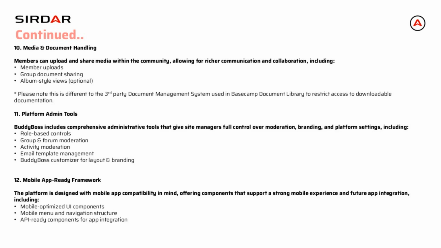Feature 12 is the Mobile App Ready framework. BuddyBoss is designed with mobile compatibility in mind, which means many of its components are already structured to work inside a mobile app if Basecamp ever chooses to build one. The platform includes mobile-optimized interface elements, a responsive navigation system, and API-ready components that make future app development much easier. Even if you never launch a mobile app, these features ensure the community works smoothly and looks great on phones and tablets.